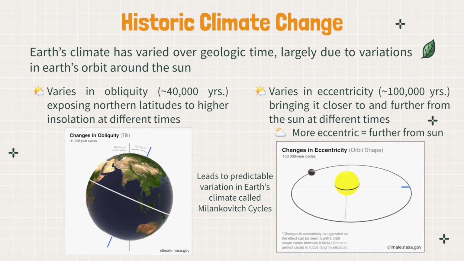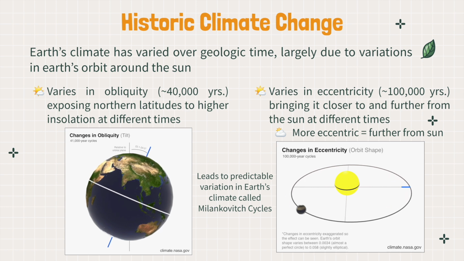Earth's climate has varied over geologic time, largely due to variation in Earth's orbit around the sun. So the Earth can vary in obliquity, which occurs about every 40,000 years, which can expose northern latitudes to higher insolation at different times. That obliquity is Earth's tilt on its axis. We say it's about 23.5 degrees, but it actually kind of wobbles on its axis. So that degree can change every so often, but it does not happen very frequently.